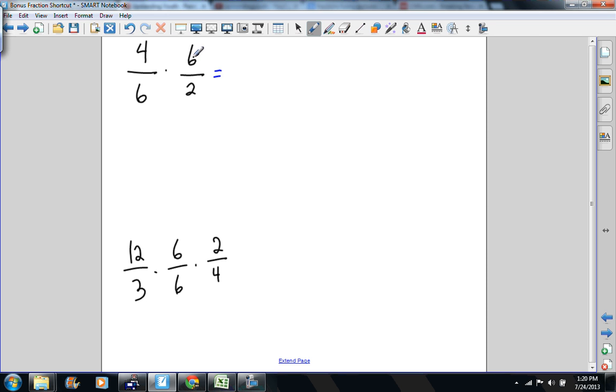I noticed that the 6 and the 6 can both be divided by 6. So I can go like this. I divide them both by 6. And I noticed the 4 and the 2 can both be divided by 2. And so now I end up getting 2 over 1, which is equal to 2, which is the same answer as before, but it was a lot shorter.